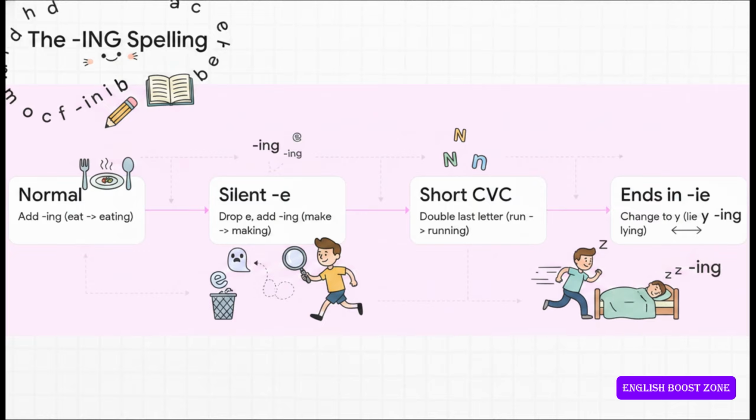Rule 3 is for those short, punchy verbs ending in a consonant-vowel-consonant pattern, like run. For those, you double that final consonant, making it running. And finally, Rule 4. If a verb ends in ie, like lie, you actually change that ie into a y before adding the ing, which gives us lying. Lock those 4 rules into your memory.